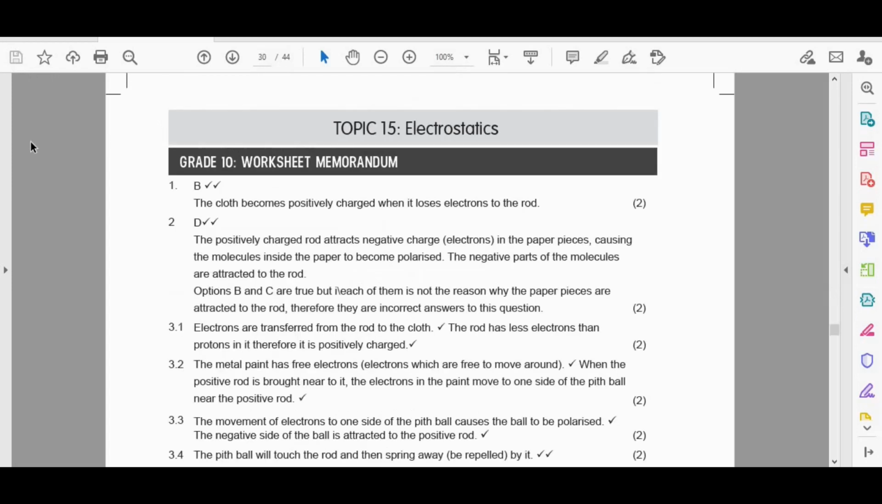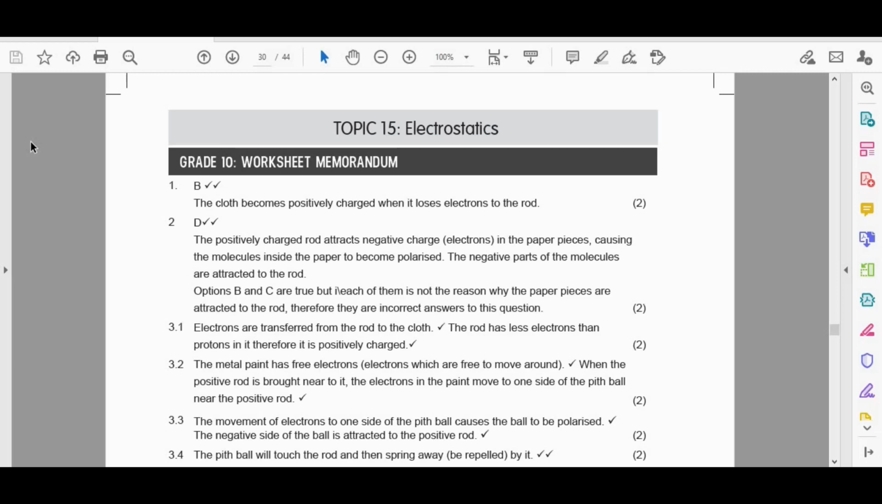With your answer, we found it was D, the pieces of paper become polarized. It's because the positively charged rod attracts the negatively charged electrons in the paper pieces, causing the molecules inside the paper to become polarized. Then the negative parts of the molecules are attracted, therefore, to the rod.